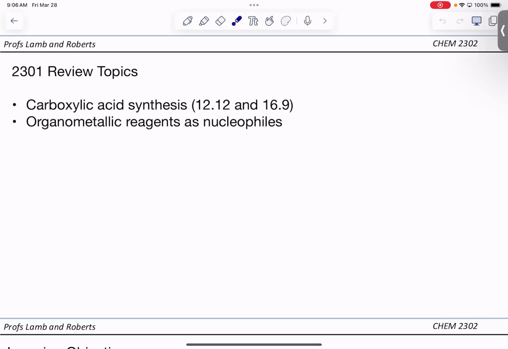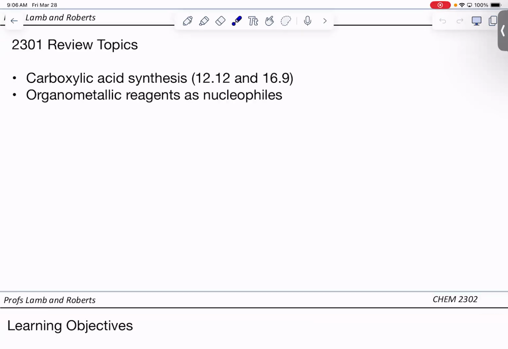All right, so our review topics for the day are on carboxylic acid syntheses. So we're going to talk a lot about carboxylic acids and their derivatives. So we need to remember how to actually make these. One of the ways we'll be using organometallics as well. So a topic near and dear to my heart.